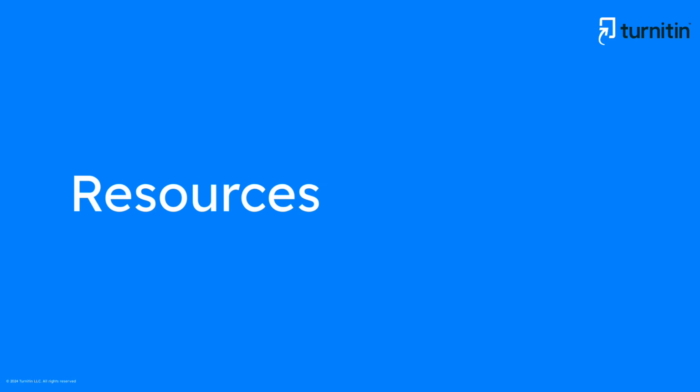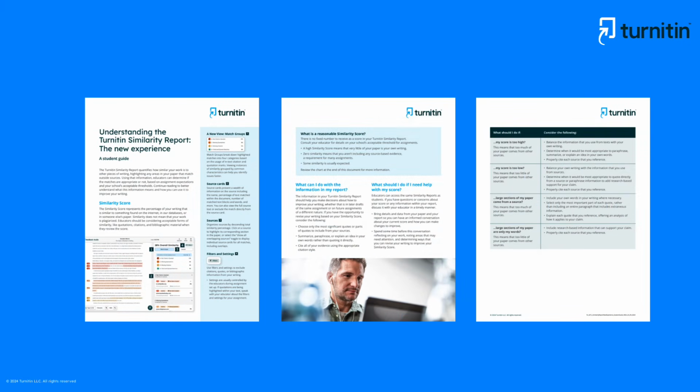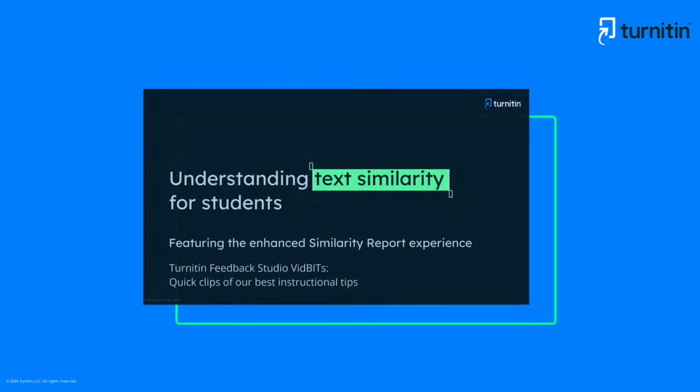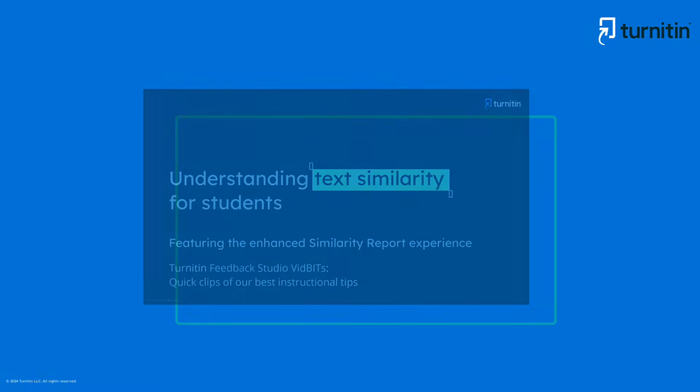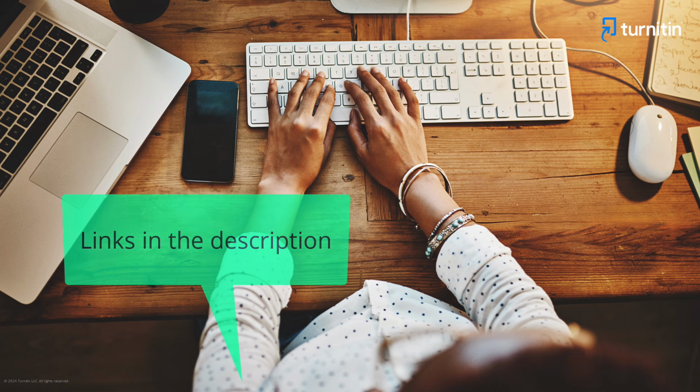If, like Amy, you want to improve your understanding of the Similarity Report and related topics, Turnitin has a number of resources for you. Read our guide on the Similarity Report, containing full explanations of its features and guidance on what to do with the information in your Similarity Report. Also, check out our video on text similarity for students, which expands on many of the topics in this video. For links to these and other resources, see the video description.